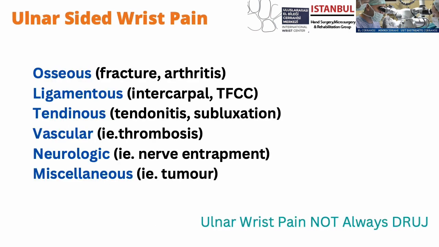However, it is also important to recognize ulnar-sided wrist pain that is not from DRUJ. You have to look for other differential diagnoses of ulnar-sided wrist pain. For example, osseous component, fracture, arthritis; ligamentous component, intercarpal or TFCC injury; tendinous component, tendinitis, subluxation; vascular, thrombosis; neurologic due to nerve entrapment; or other causes like tumor.